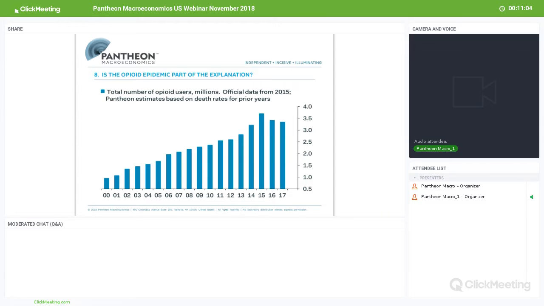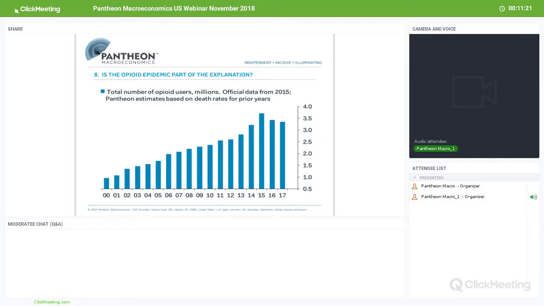Now, the opioid crisis came upon the US so quickly that the federal government didn't start collecting the data in detail until 2015. So what I've done here is interpolated backwards using death rates. We do have death rates for previous years, so we can interpolate back to get the number of users.